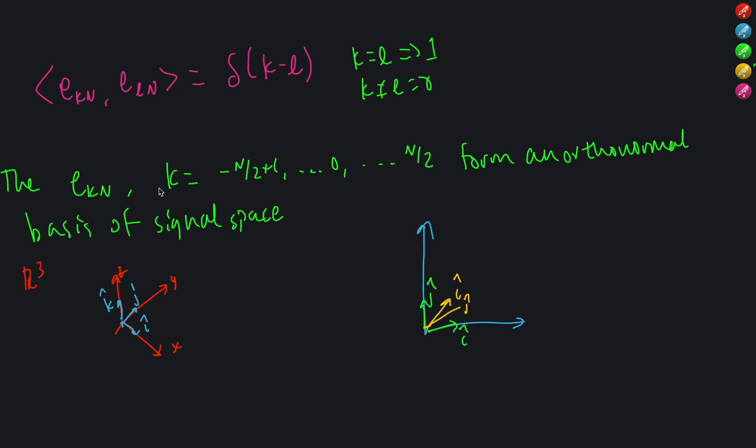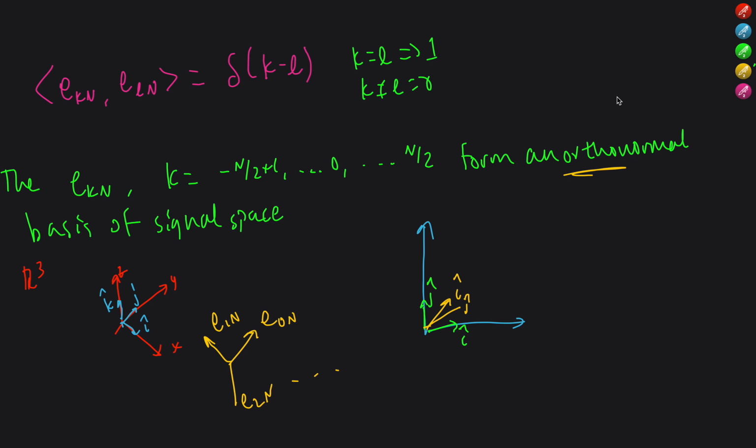And as you can see, our ekn's do exactly that. They're all perpendicular to each other because their inner products are 0 when they're different. So you can think of one vector as being e0n, then another vector as being e1n, and then the third vector will be perpendicular to both of those, e2n, and so on. We've now created our basis of vectors or signals that are all perpendicular to each other, so they have no relation to each other. And that's the orthogonal part.